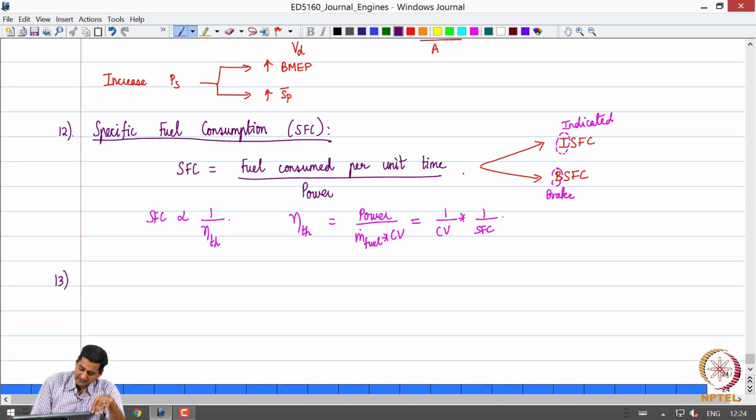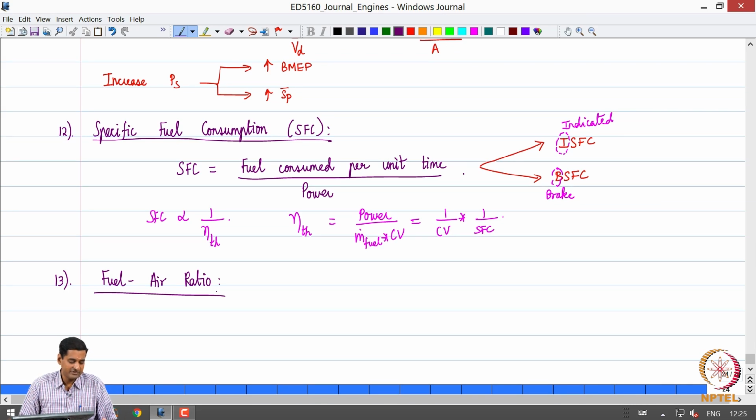So, another important parameter that is critical for internal combustion engine is the fuel air ratio or the air fuel ratio. As it indicates, we have to essentially determine what is the ratio of fuel and air in a mixture of them, right. So, that is what is specified by fuel to air ratio.